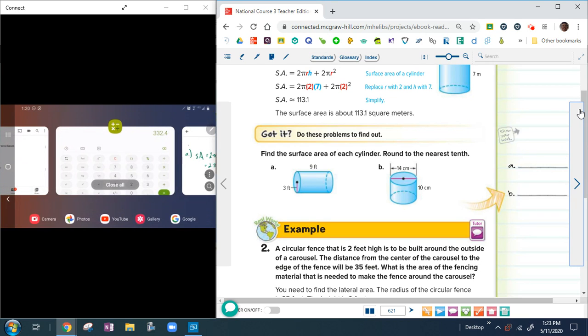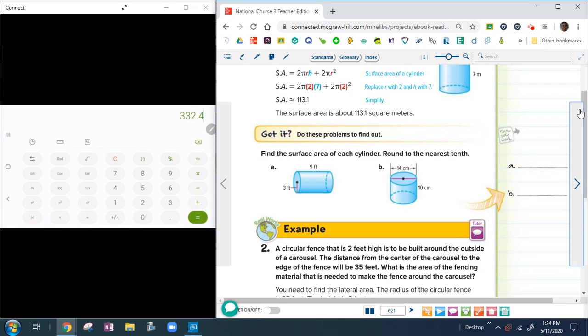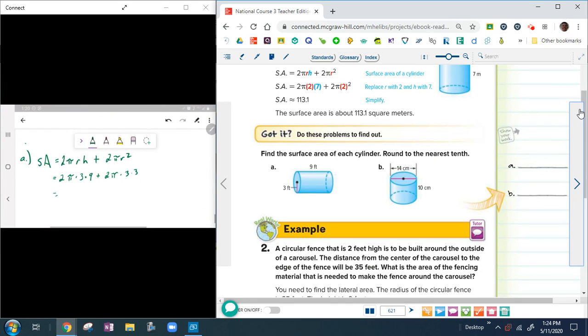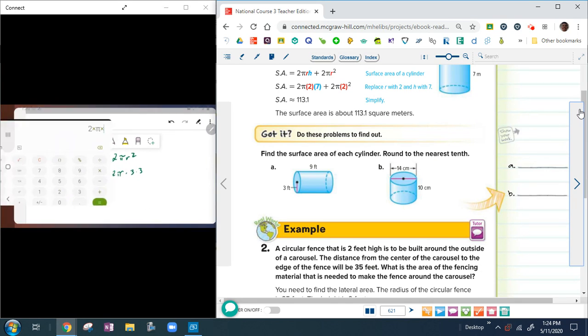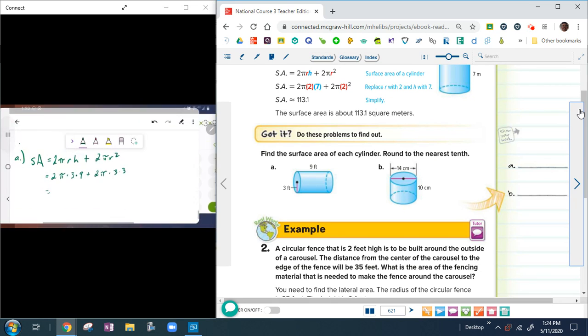So I'm going to go to my calculator, and I'm going to do 2 times, where's my pi button? Ooh, I can't find it. There it is. Times pi times, let's see, what did I have there? Oops, wrong button to press. Okay, 2 times pi times 3 times 9. And that gives me that. And let's see, what else do I have?